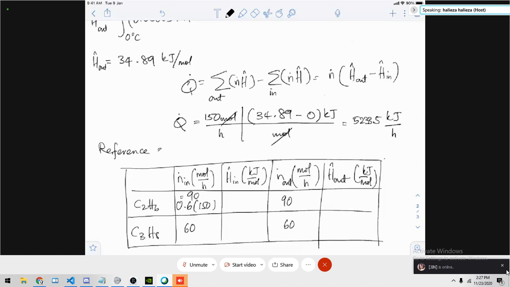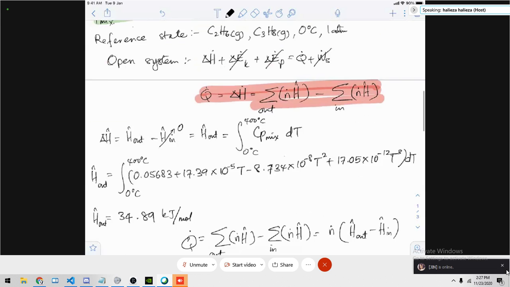The reference state as before is going to be the same. I'm going to have propane gas, ethane, propane, still the same, at 0 degrees C, which is the inlet, and 1 atm. The only difference is that I'm going to do the calculation of the CP individually. I'm not going to have it as a mixture. So I'm going to do it separately.